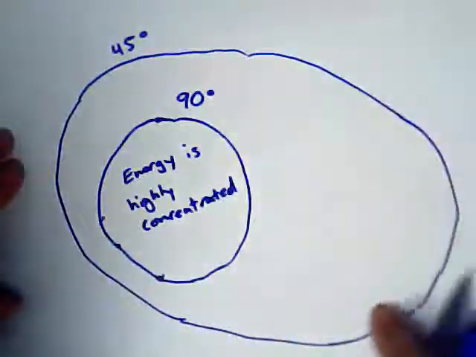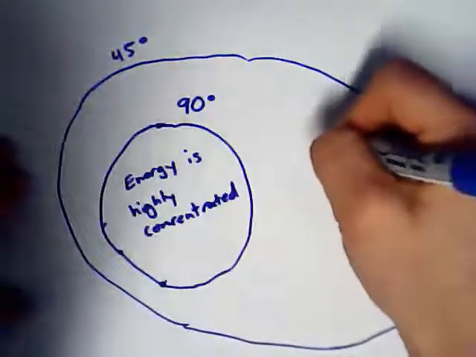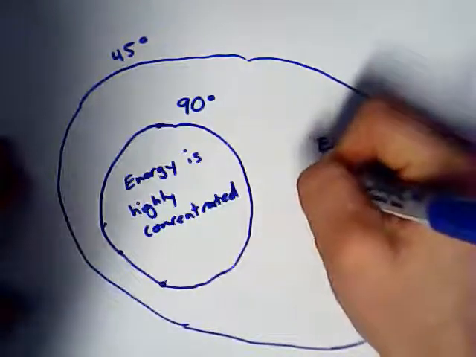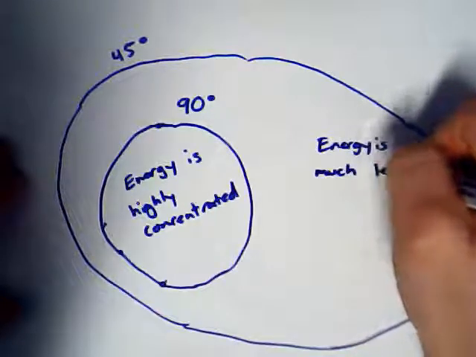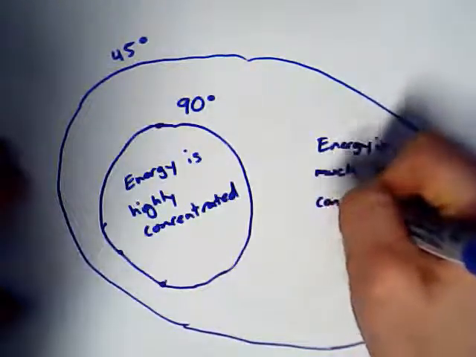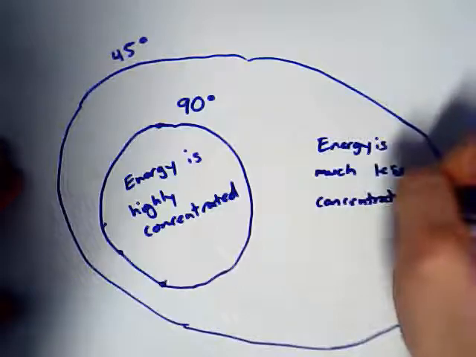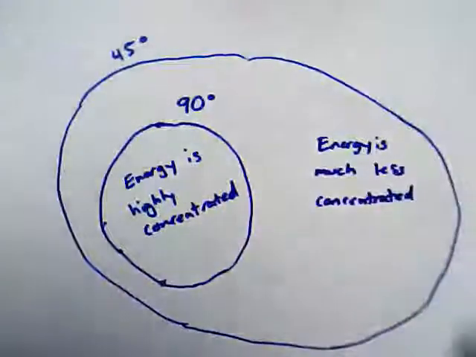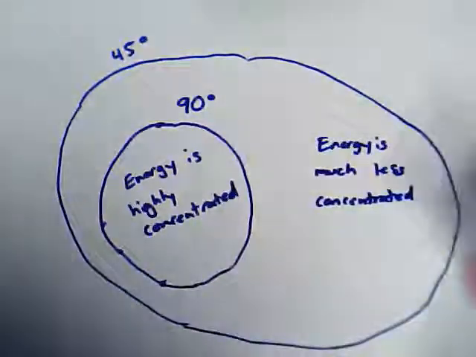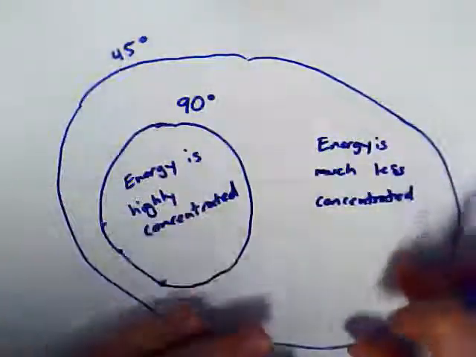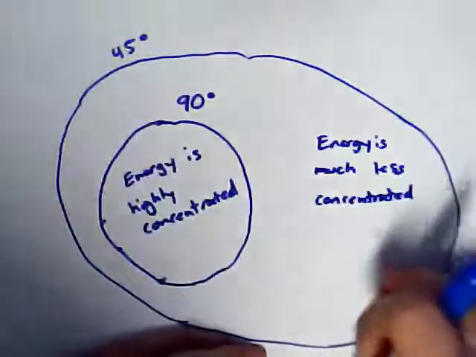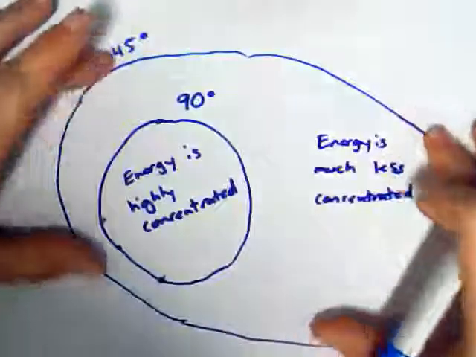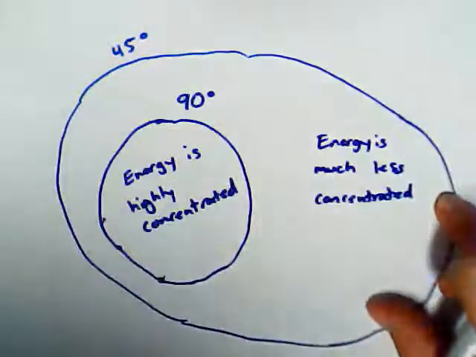Here, when we hold the light at an angle, the energy is much less concentrated. So if we look per unit area, if I took the area of this entire oval, it would be much greater, and the amount of energy hitting each unit area of this circle would be much lower. So the energy is just much more dispersed when we hold the light at an angle.